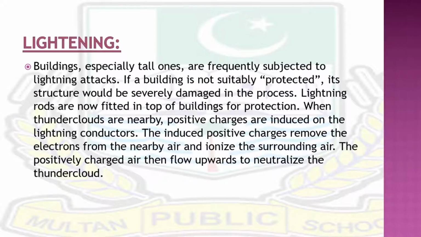Now, buildings, especially tall ones, are frequently subjected to lightning attacks. And if a building is not suitably protected, its structure would be severely damaged in the process. Lightning rods are now fitted on top of buildings for protection. When thunderclouds are nearby, positive charges are induced on the lightning conductors. The induced positive charges remove the electrons from the nearby air and ionize the surrounding air. The positively charged air then flows upwards to neutralize the thundercloud.